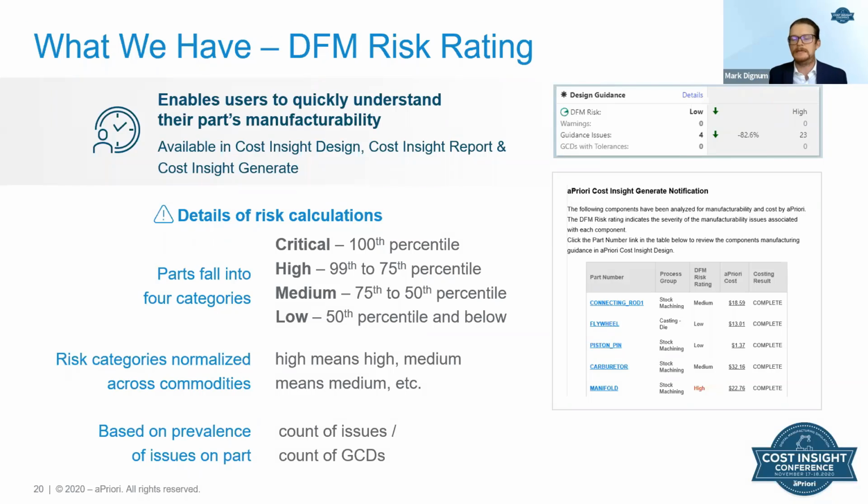Those meanings across all of our supported process groups really mean the same thing. A critical part in machining is really the same thing as a critical part in sheet metal. It's a very high priority part for you to look at. And the way that we calculate this risk rating is based on the prevalence of issues on the part. So if you have the same issue count on 2 different parts, one part is huge, one part is small, the small part is going to get a higher risk rating than the large part, which has a lot of features, because a higher percentage of that part has potential problems.